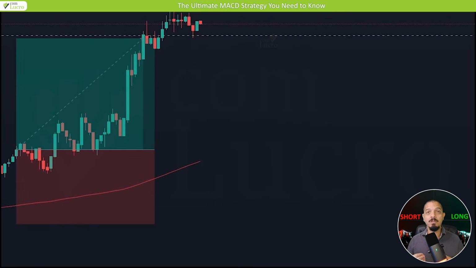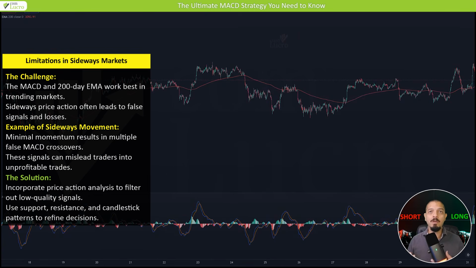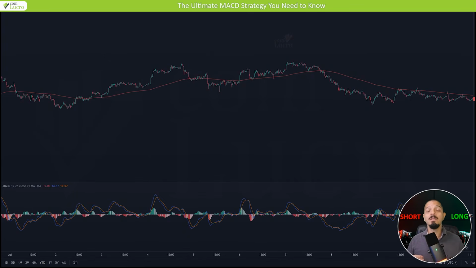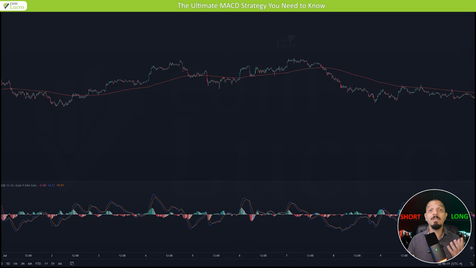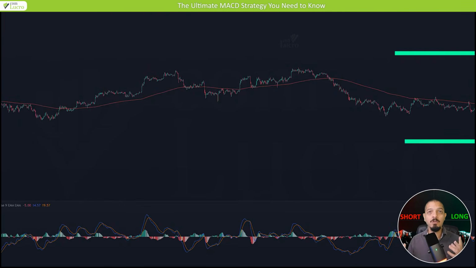Combining the MACD with the 200-day moving average creates a robust system for filtering trades and improving your overall accuracy. We've made money with this strategy, but there's always room for improvement. While combining the MACD with the 200-day moving average works incredibly well in trending markets, it can struggle when price action begins to move sideways or loses momentum. For example, in this scenario, the chart is moving sideways with little to no upward momentum. As a result, the MACD generates several false signals, leading to potential losses. If you traded during such conditions, chances are you'd lose money.